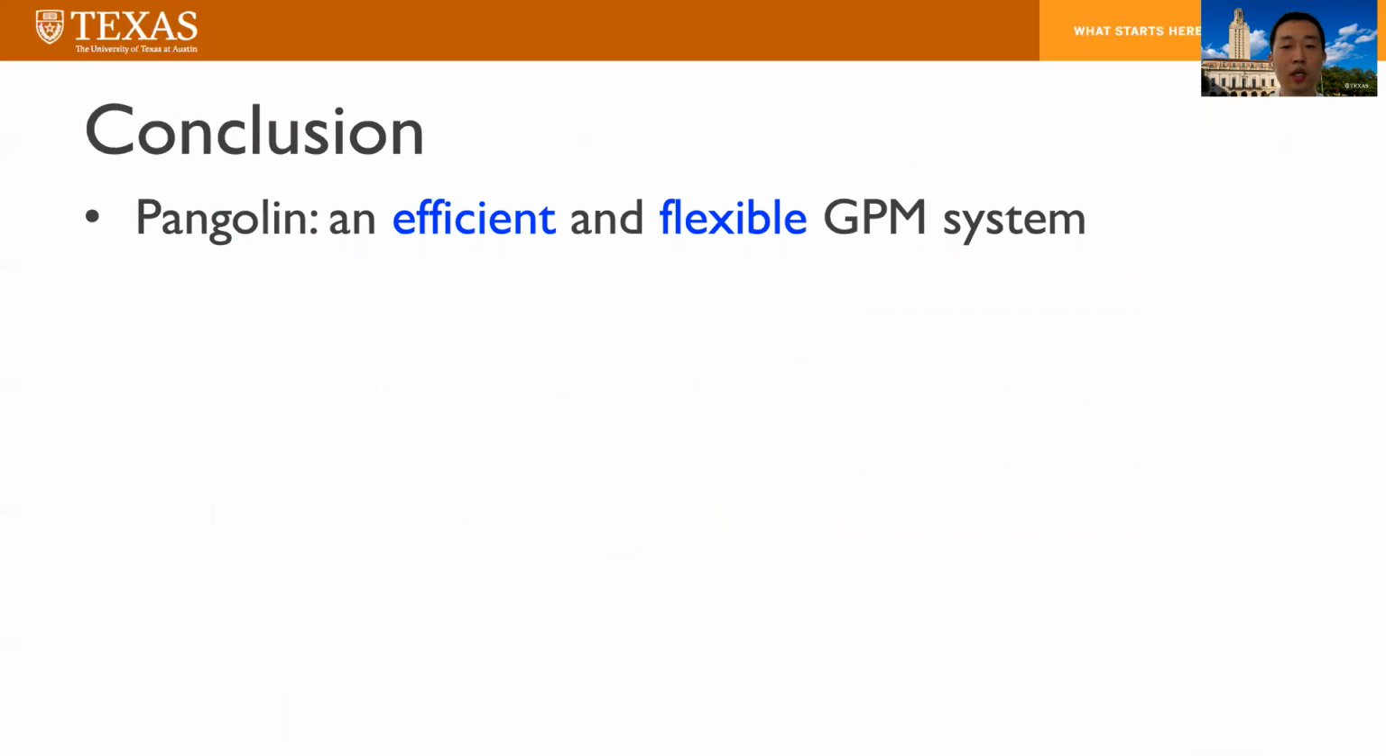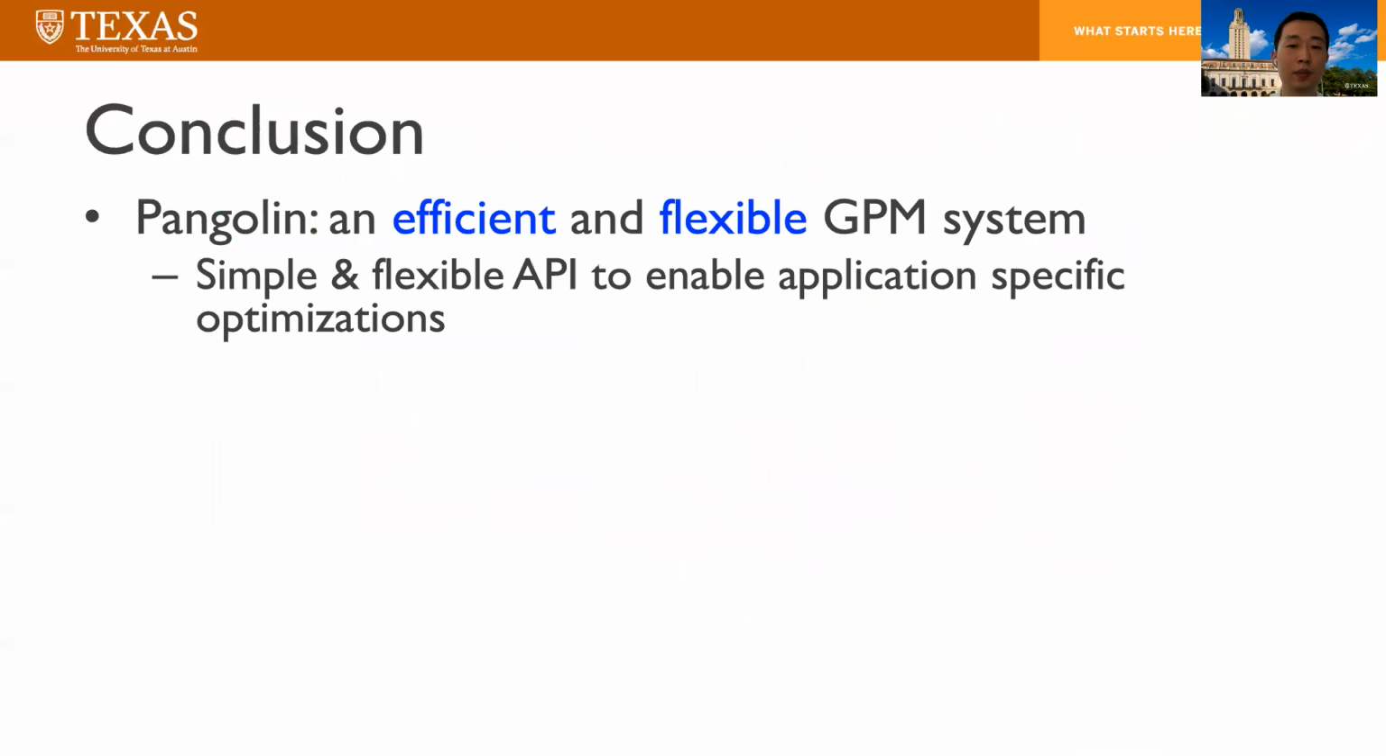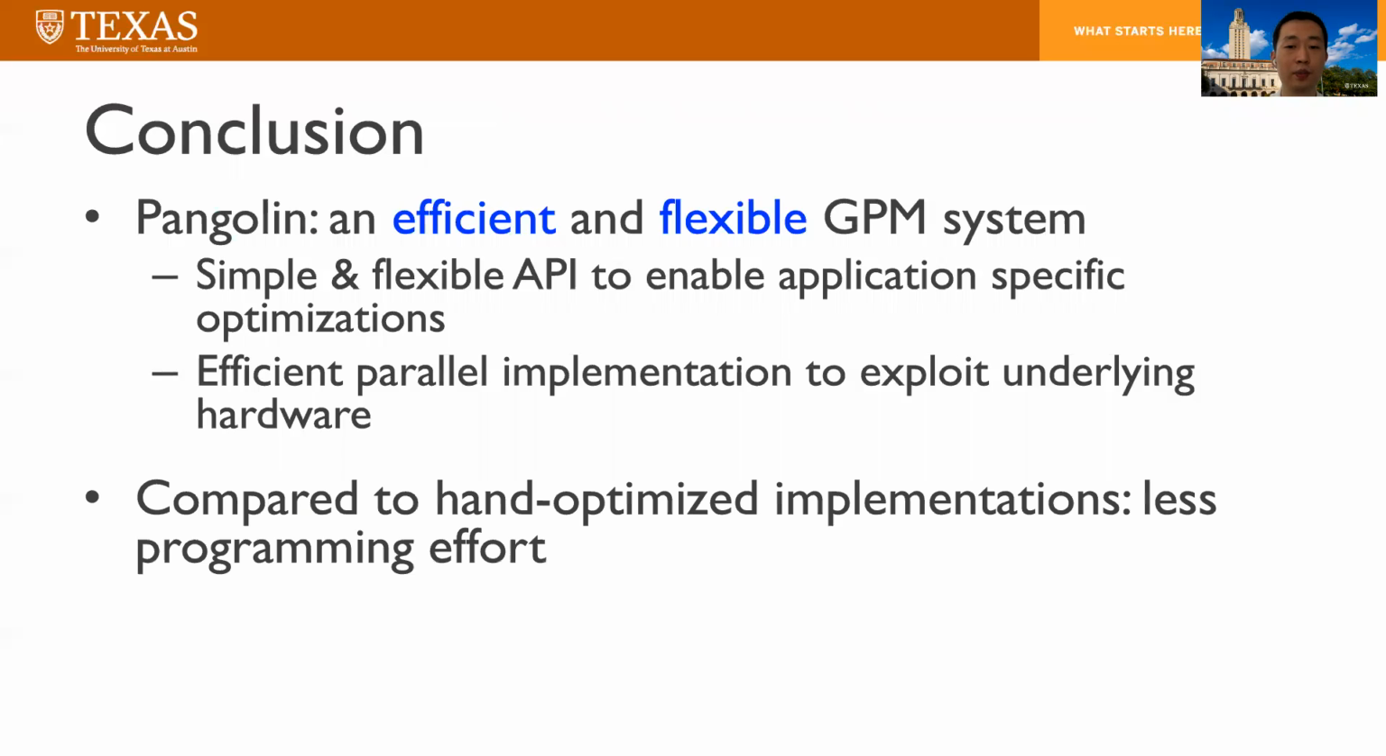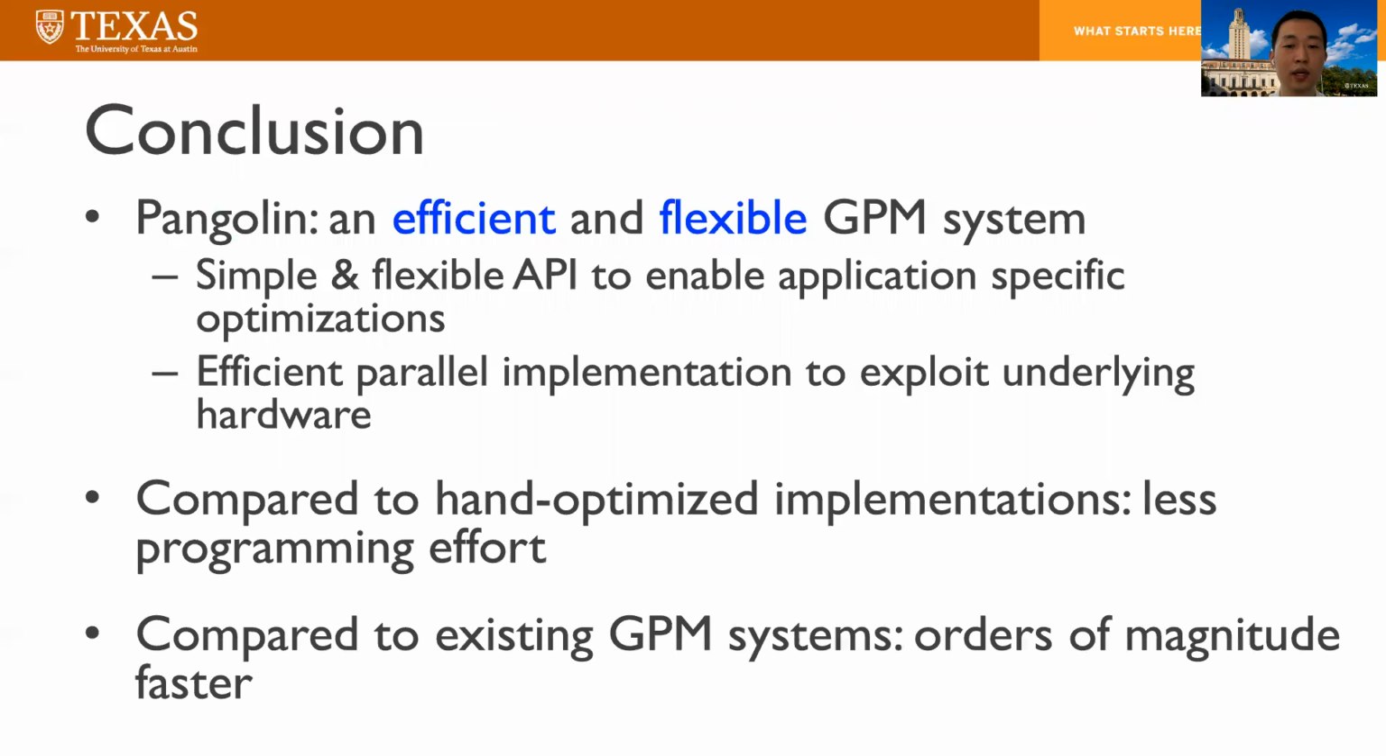To conclude, Pangolin is an efficient and flexible GPM system. It provides a simple and flexible API to enable application-specific optimizations. It is efficiently implemented to exploit modern parallel hardware. Compared to hand-optimized implementations, Pangolin provides much better programming experience. Compared to existing GPM systems, it's orders of magnitude faster.